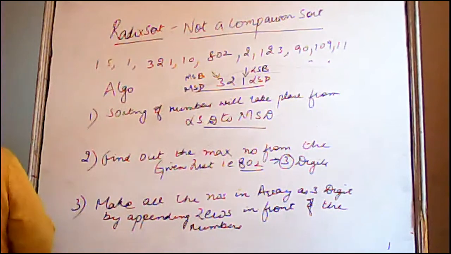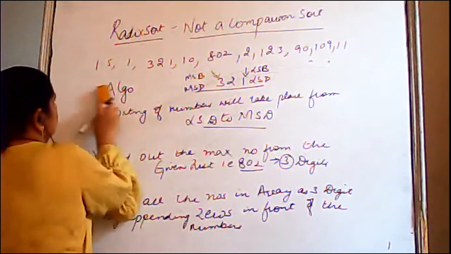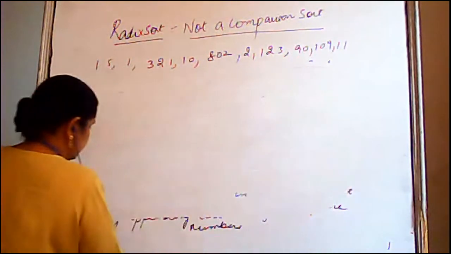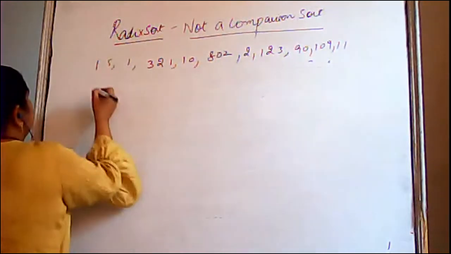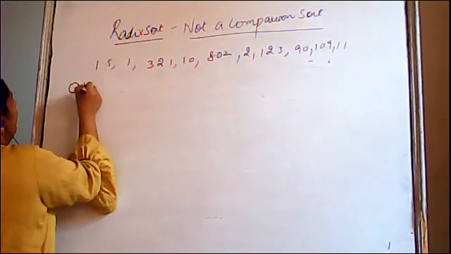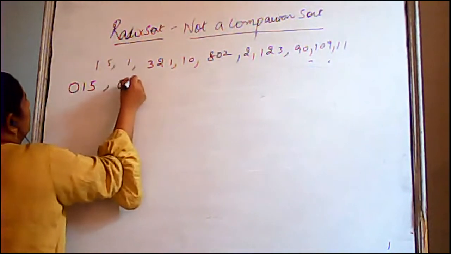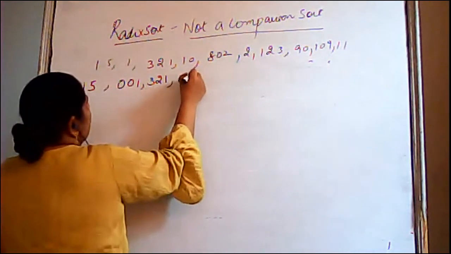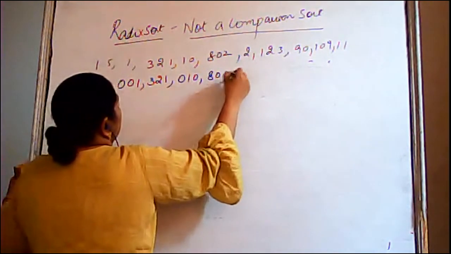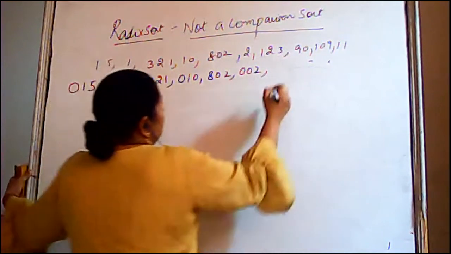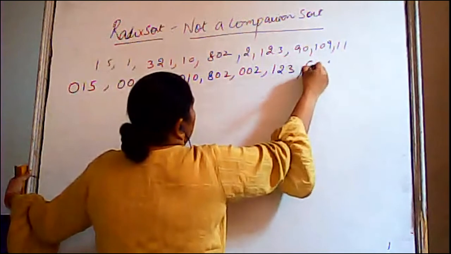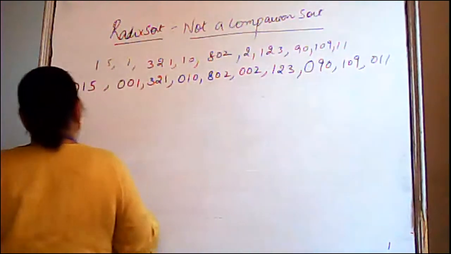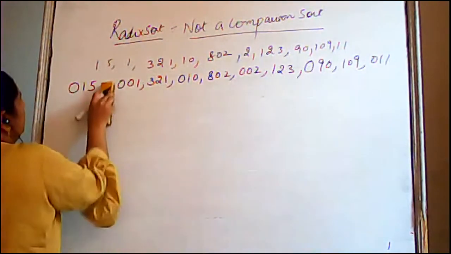So let's do it. First number will become 015. Second number will become 001. Third number will be 321. Then 010. Then 802. This is 002. This is 123. This is 090. This is 109. And this is 019. Fine. Now let me put it in the array form.